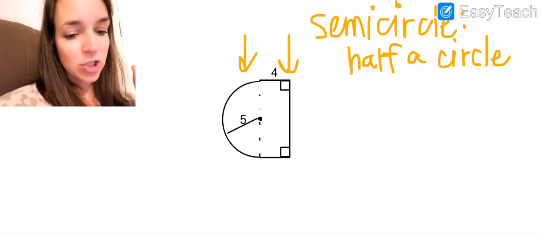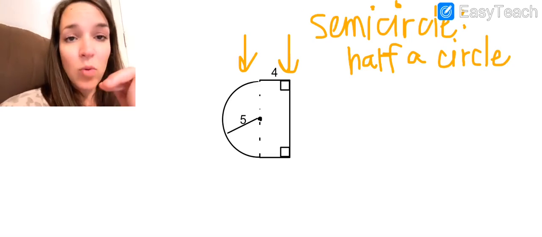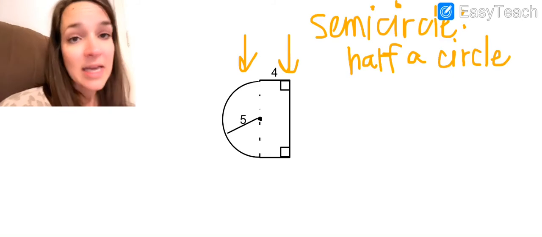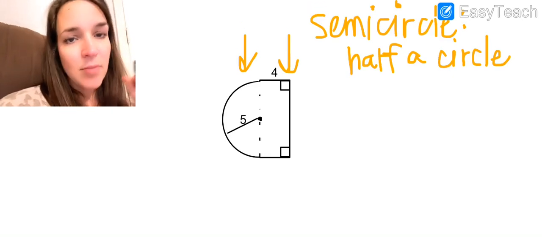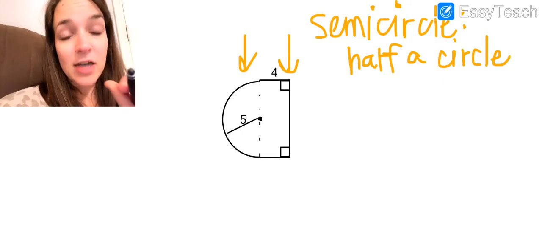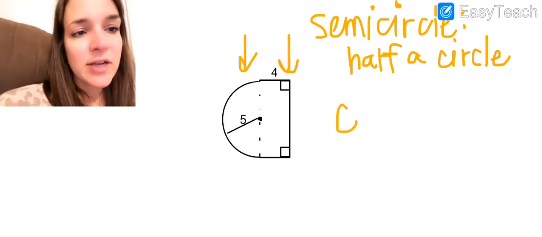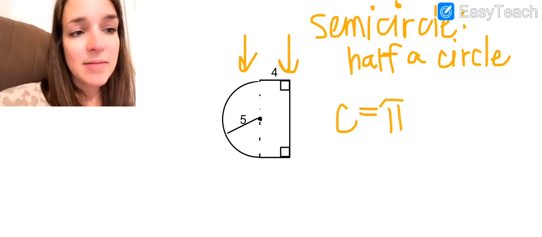So the first question asks us to find the perimeter. If we want to find the perimeter, finding the perimeter of a rectangle is easy. You just add up all the sides. Perimeter of a circle we just talked about is actually called the circumference. Very good. Which we know circumference of a circle is pi times the diameter.